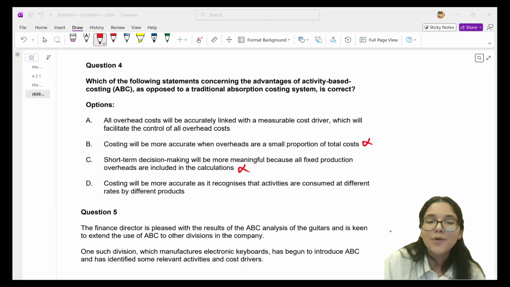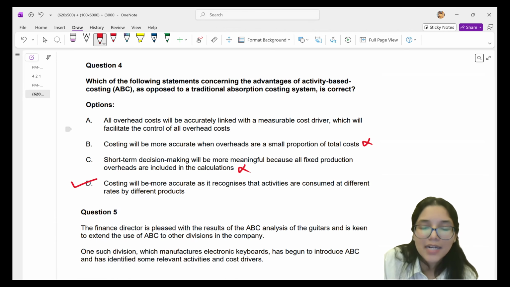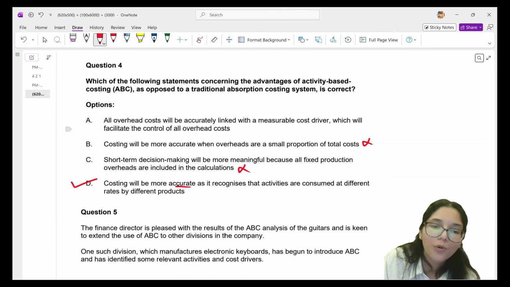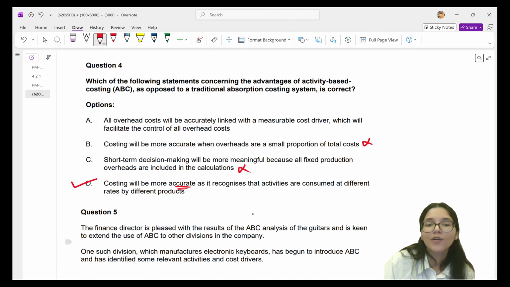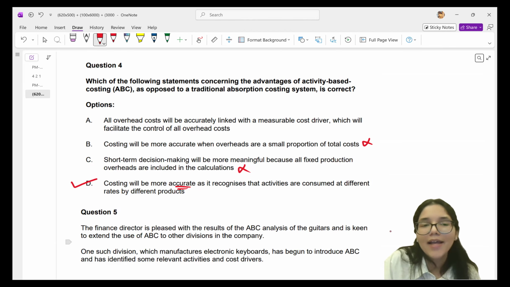Okay, great. I see responses from you all saying option D, which is absolutely the right answer. We have studied that ABC will give you more accurate costing because you are acknowledging that some activities will take more cost, some activities will take less cost. But can anyone now tell me why we are rejecting option A? Why is option A not the answer?